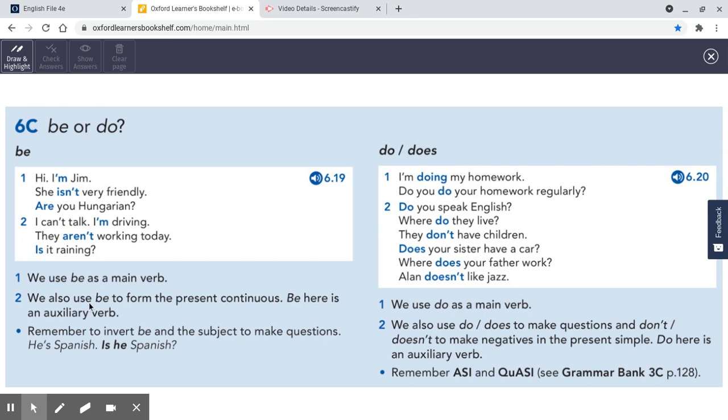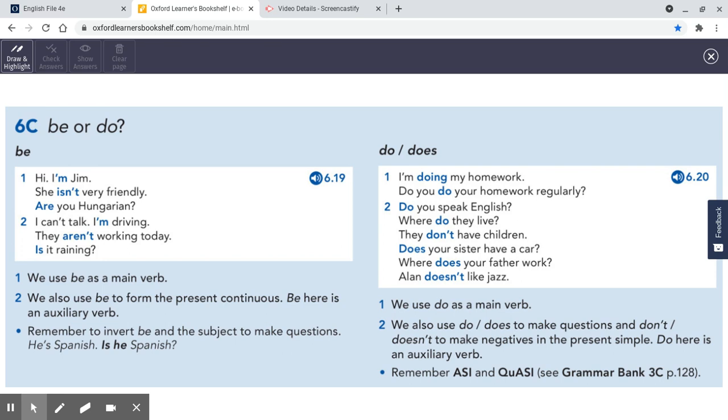So, remember, we need to invert be and the subject to make questions. In real English, that means a fact is he is Spanish. A question is is he. So he is a fact. Is he is a question. Is it raining? Okay.